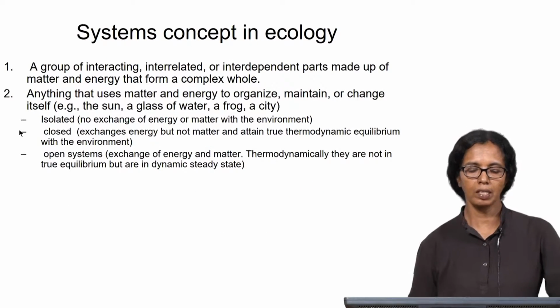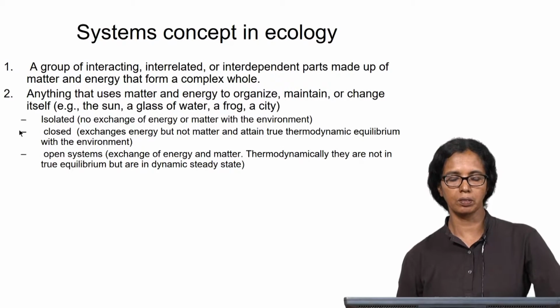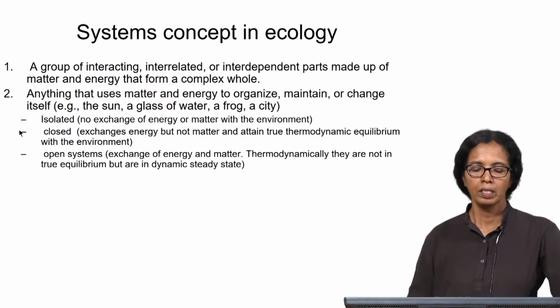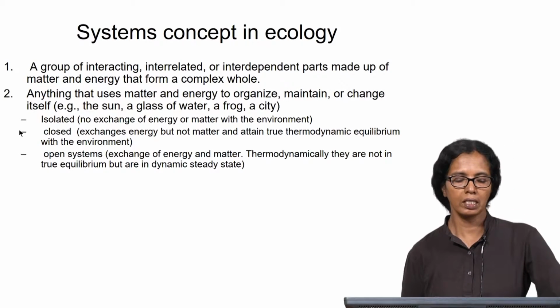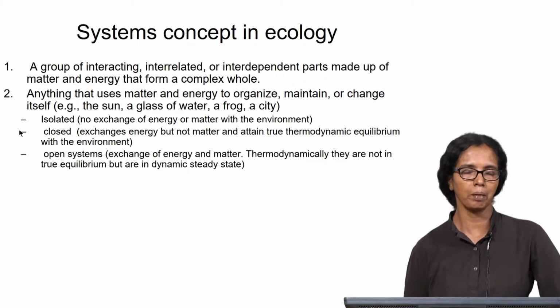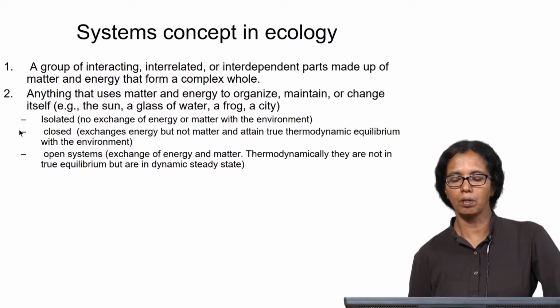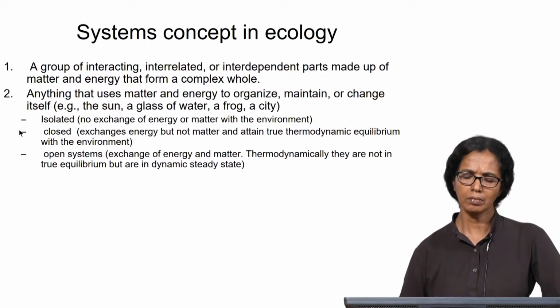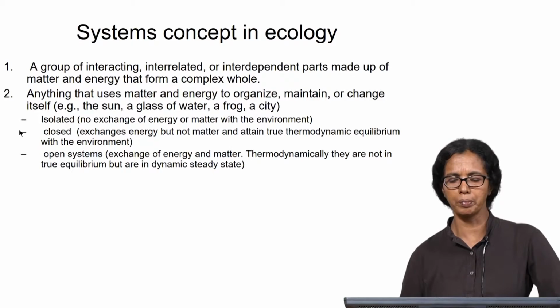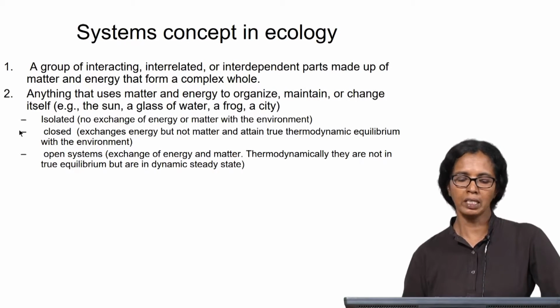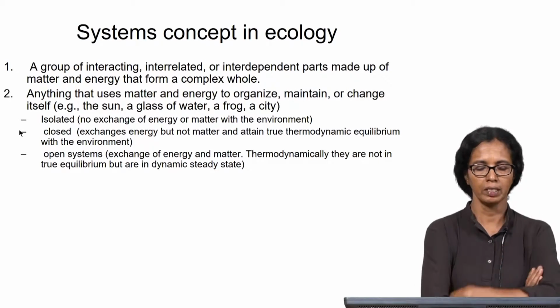So the systems concept in ecology is very important. Why do we emphasize this? A system is a group of interacting, interrelated or interdependent parts made up of matter and energy that forms a complex whole. It is anything that uses matter and energy to organize, maintain or change itself. It could be a glass of water, a frog, or a city. These are all systems which are organizing, maintaining or changing themselves at every given point using matter and energy.